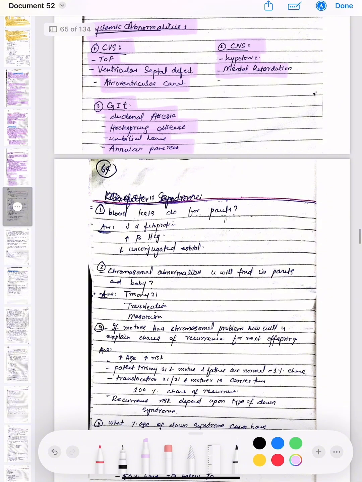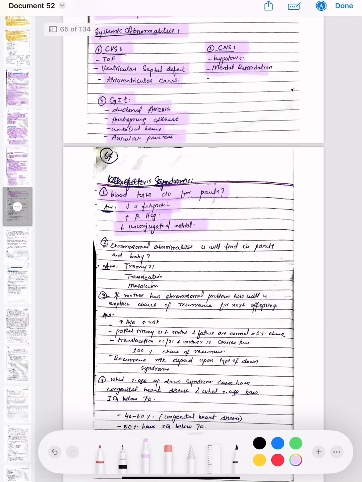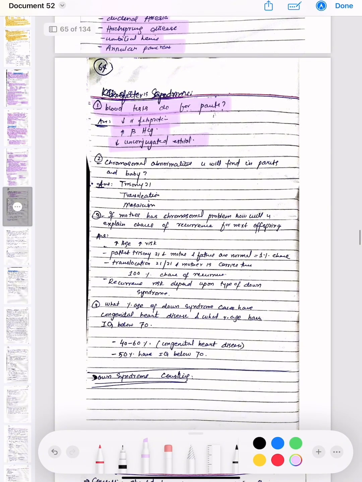Then the blood tests done for patients show decreased alpha-fetoprotein, increased beta hCG, and decreased unconjugated estriol in a patient with Down syndrome. And the question is, what chromosomal abnormalities will you find in the patient? They are trisomy 21, translocation, and mosaicism.